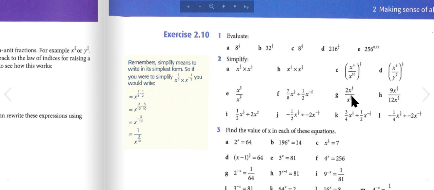9x to the power of 1/3 divided by 12x to the power of 4/3. 1/2 x to the power of 1/2 divided by 2x squared. Negative 1/2 x to the power of 3/4 divided by negative 2x to the power of -1/4. 3/4 x to the power of 1/2 divided by 1/2 x to the power of -1/4. -1/4 x to the power of 3/4 divided by -2x to the power of -1/4.